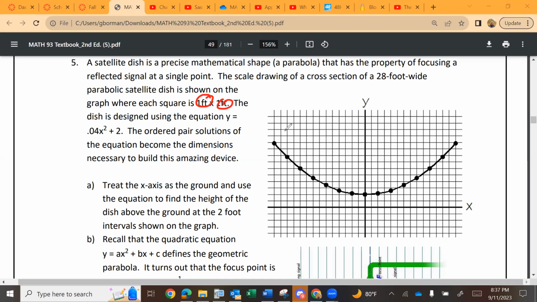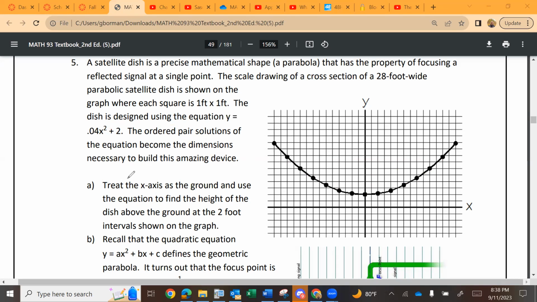Sometimes one's going to be ounces and one's dollars. Usually they're not the same units, but here they are. Now the dish is designed using the following equation. How far do you go up in the y direction? That's determined by your x value squared, multiplied by 0.04, and then add 2 to it. The ordered pair solutions of the equation become the dimensions necessary to build this amazing device.